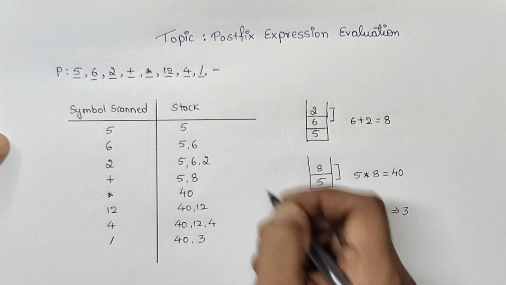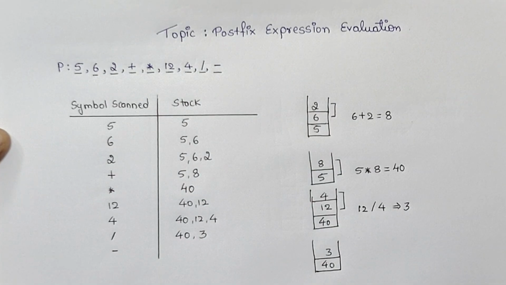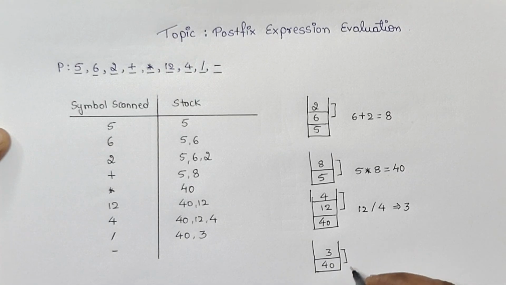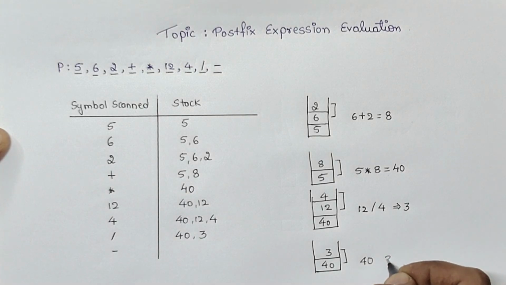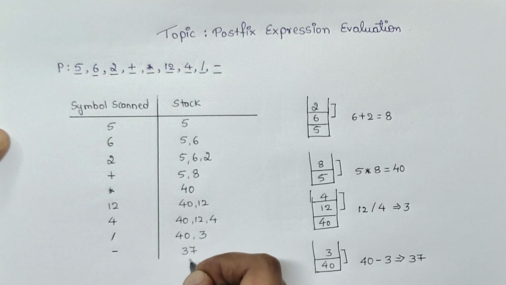Next 3. Now we are left with only one symbol, that is minus. So minus is an operator. So apply it to the top two elements of the stack. Here we have only two elements, 40 and 3. 40 has arrived first, next 3. So in between them the operator minus will be applied. 40 minus 3 will be 37. So we got the final answer as 37.